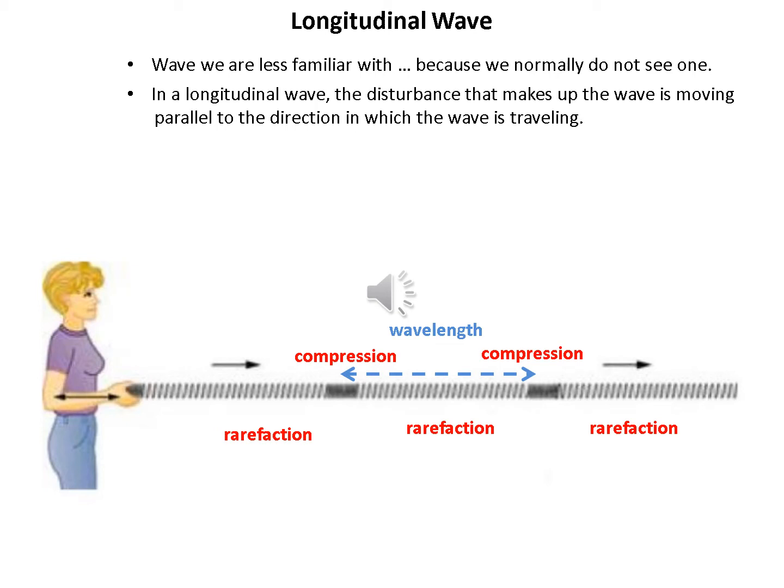Just like with transverse waves, we can measure the wavelength of a longitudinal wave. Remember that in this case, we're going to be measuring from the center of one compression to the center of another compression, or from the center of one rarefaction to the center of another rarefaction. And once again, we're using the Greek letter lambda to designate wavelength in our math formulas.